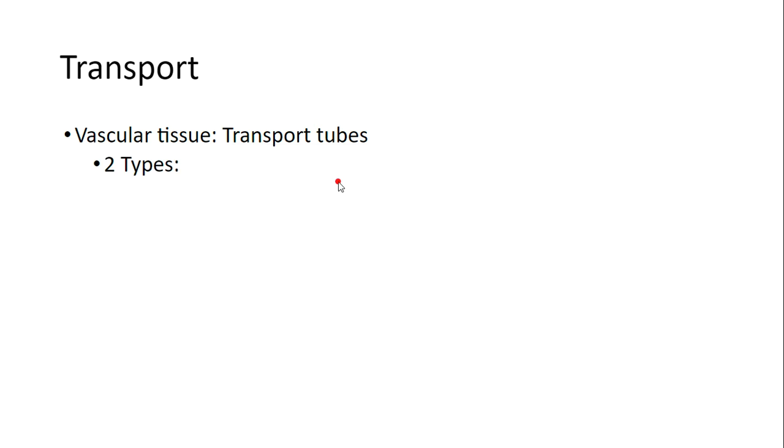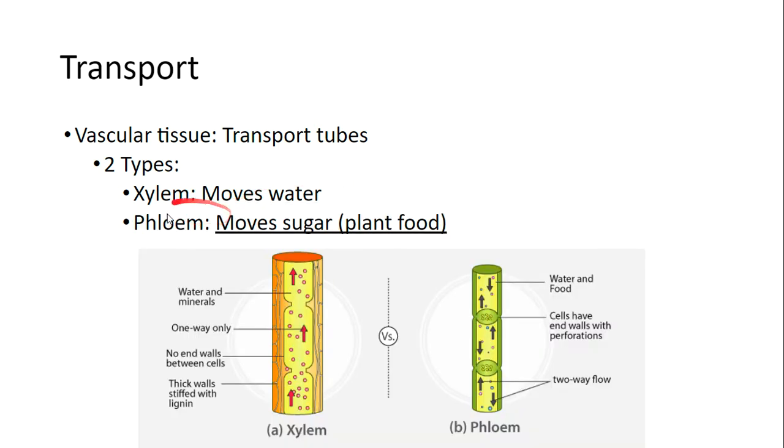Now, there are two types of vascular tissues or tubes that plants use. Xylem tubes are used to move water. So these tubes will take water from the roots and move it up into the trunk and the branches and the leaves. And then phloem tubes will move sugar or the food that the plants make. So phloem tubes will move from the leaves, where photosynthesis is occurring, out into the stems and the branches and the roots. So they're kind of moving in opposite directions from each other.